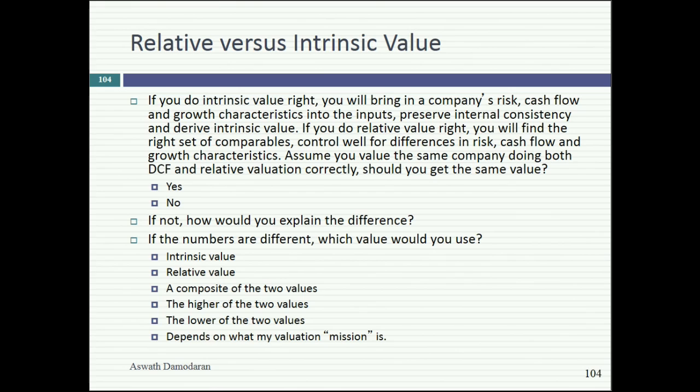You know what I mean with composite of the two? Your DCF value is 50, your pricing is 25. You take 50 plus 25 and come up with some number in the middle. Okay? The higher of the two values, maybe because you're an optimist, or lower of the two values because you're conservative, or does it depend on what your mission is, what game you're playing? How many of you pick intrinsic value as your basis for your recommendation? Nobody? So why did you do your DCFs?